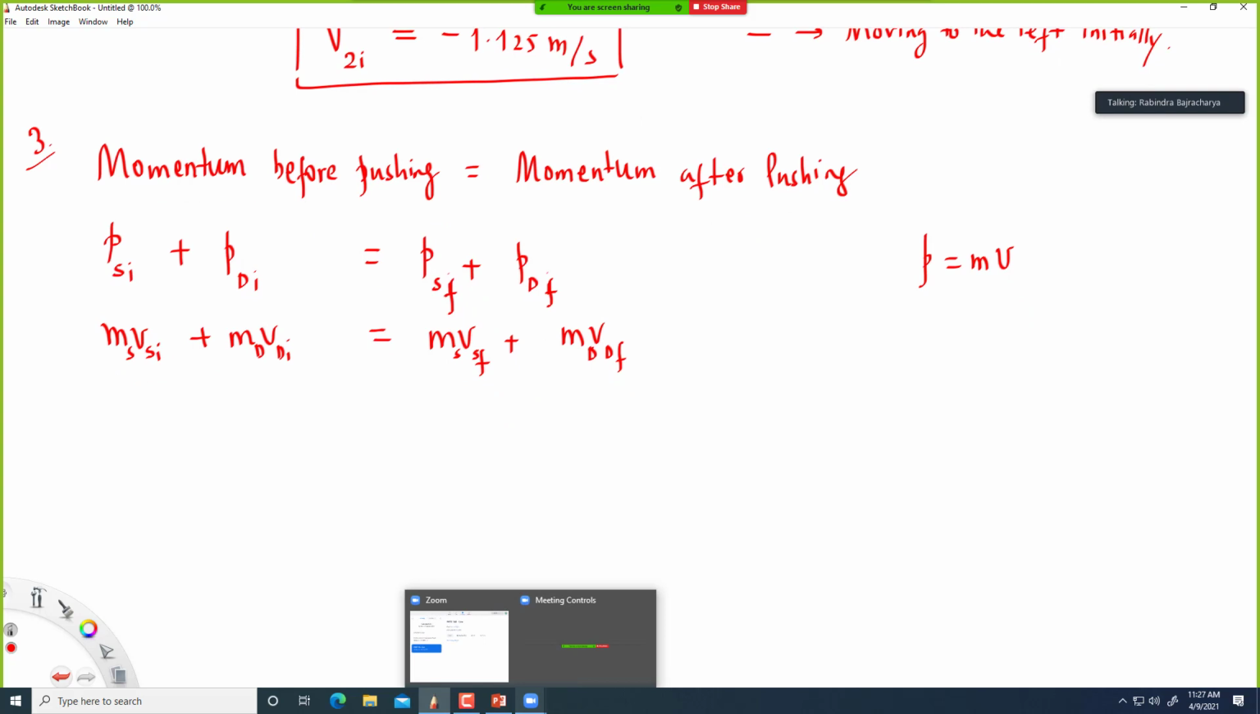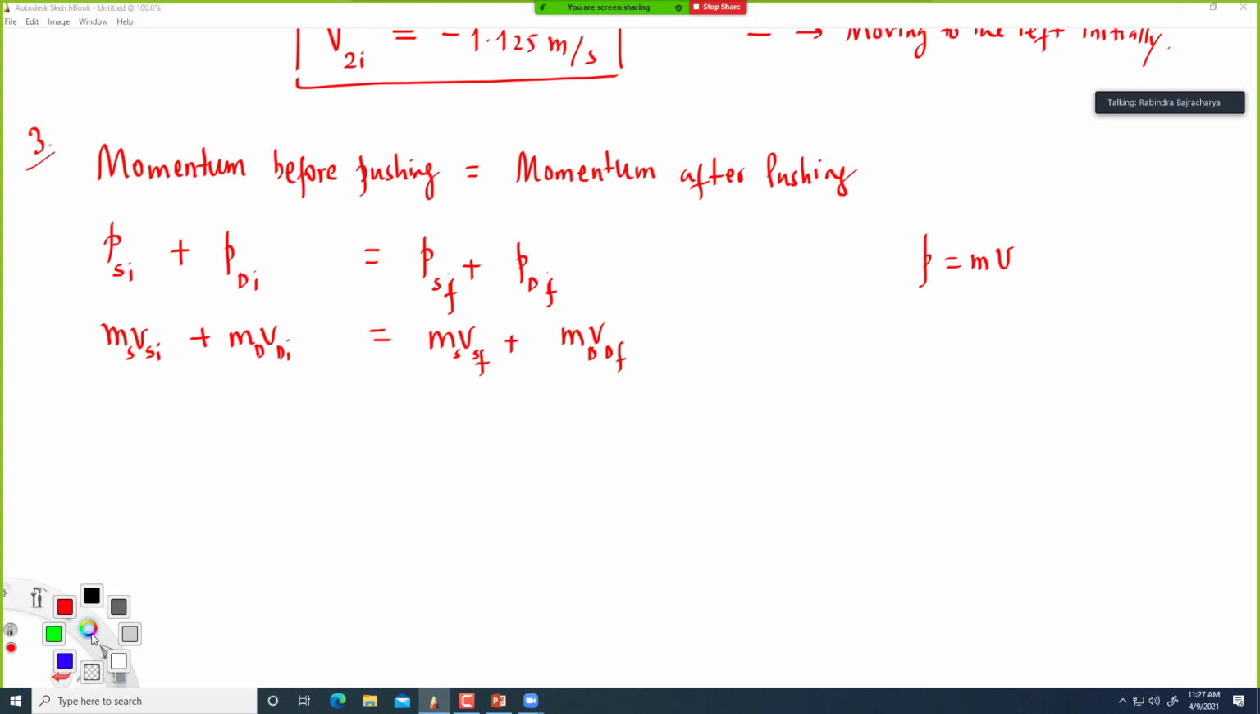Now you need to plug in the numbers. So here we want to get velocity of David, final. That's what we want. So initially they are both at rest. So their velocity, this one is 0, this one is 0. So 0 on left side.